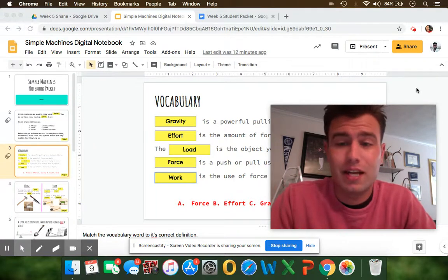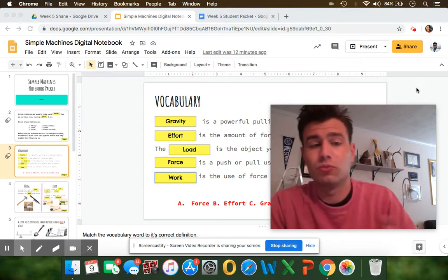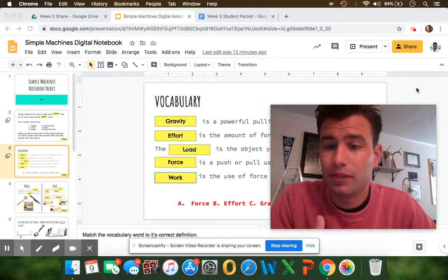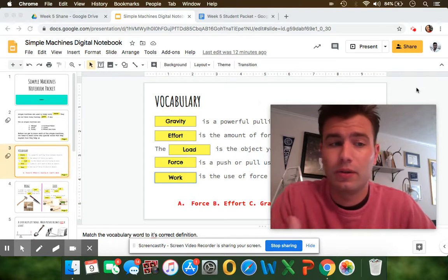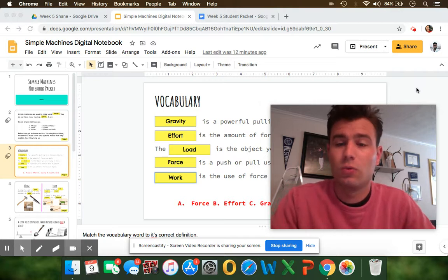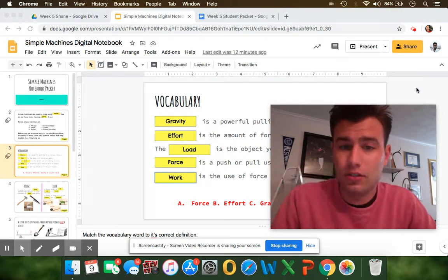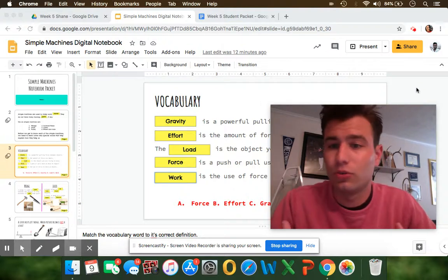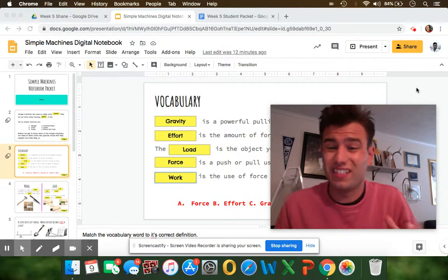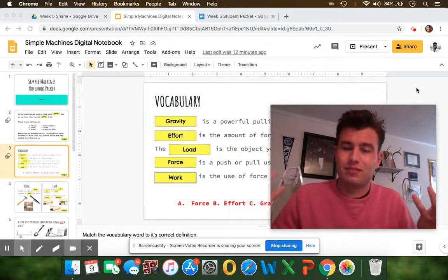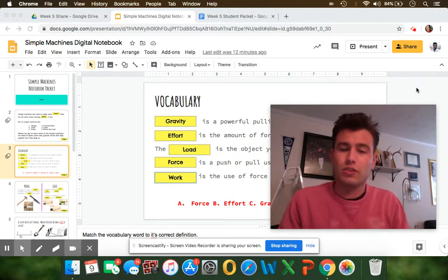Take some time today or tomorrow or whenever. Go over these words with yourself, or talk to a sibling, or talk to a parent or a grandparent or your dog, and talk to them about each of these words, what they mean. Try to think about them as if you're actually using them. Okay, if you're in a real life situation, and you have to apply a force to something, what does that mean? Okay, talk about it.